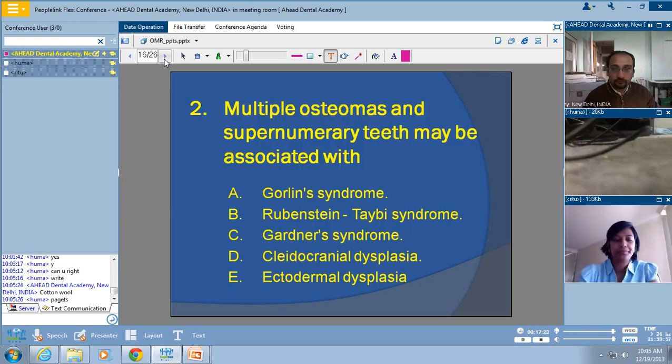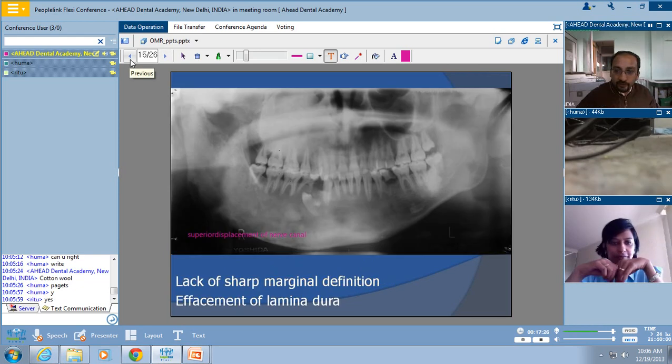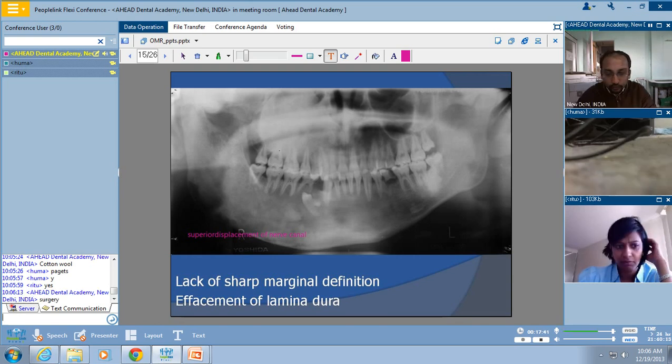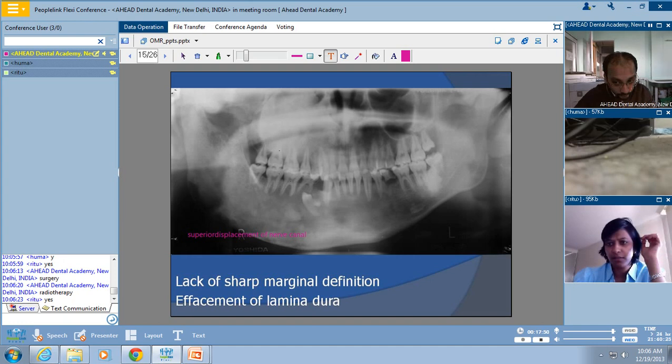Before coming on to the second question, I just forgot one more important thing. How do you treat fibrous dysplasia? How do you treat cherubism? Treatment of cherubism. Do you do surgery? Or do you do any radiation therapy? Do you guys do radiotherapy? Yes or no? No. We do not do radiotherapy. We actually do something called, I will just write it down for you guys, cosmetic recontouring.